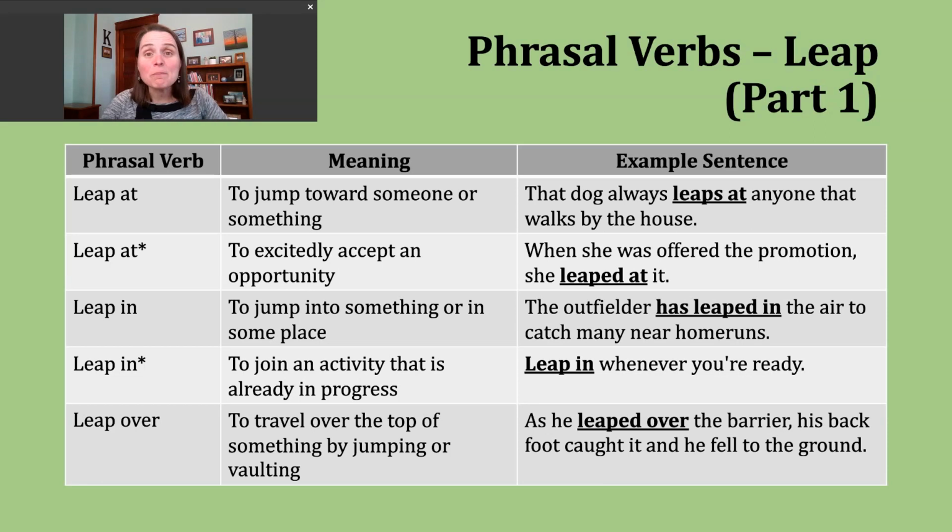Okay. This is an example of a simple present sentence. We're talking about the dog's habit or the dog's routine, right? So the dog jumps toward any person that is walking by. A second way to use leap at can mean to excitedly accept an opportunity. This is more of a figurative leap than it is an actual jump. An example of this might be, when she was offered the promotion, she leaped at it.